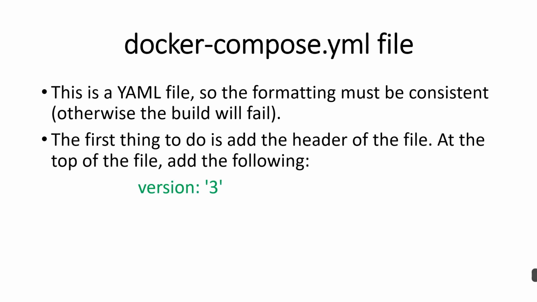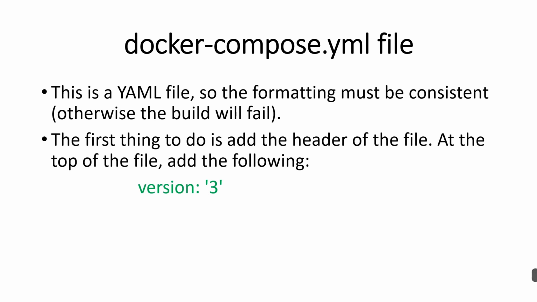The first thing to do is add the header of the file. How do we write this file? Just create docker-compose.yaml using your vi editor or nano editor. Then add the header at the top of the file. Following that, we first have to mention the version.